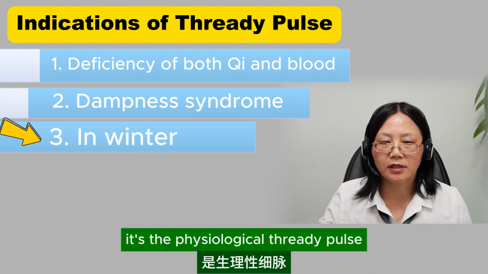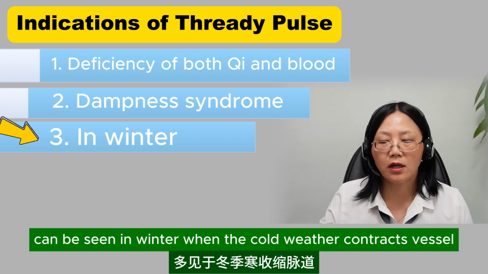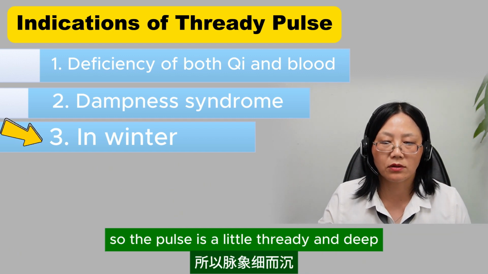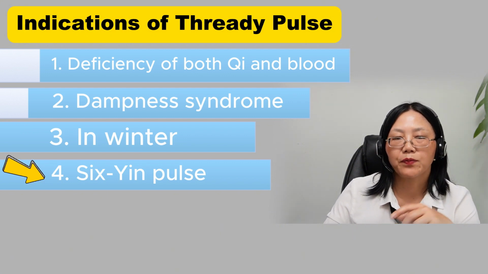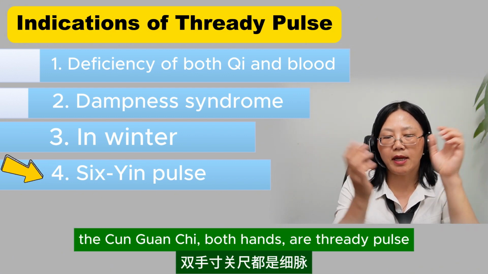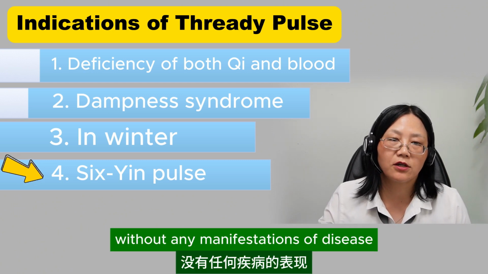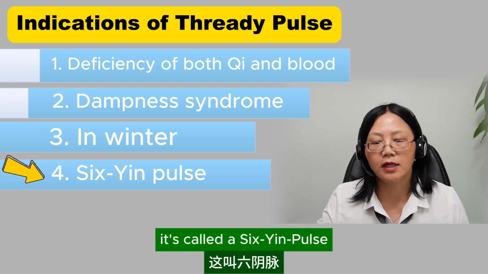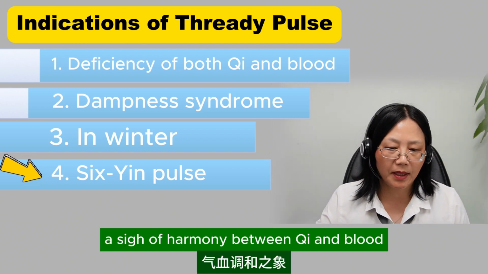There's another type, the physiological thready pulse, which can be seen in winter when the cold weather contracts the vessel, so the pulse is a little thready and deep. If the six pulses, Cun, Guan, Chi on both hands, are thready without any manifestations of disease, it's called a six yin pulse, a sign of harmony between qi and blood.